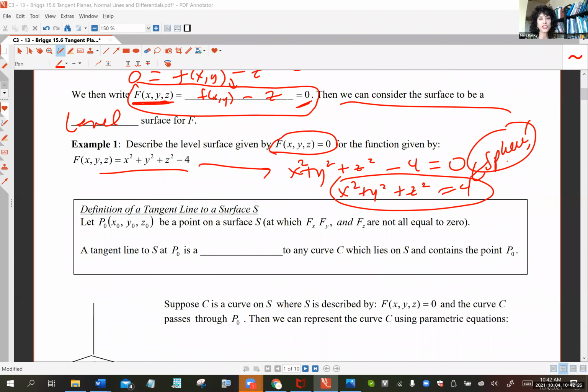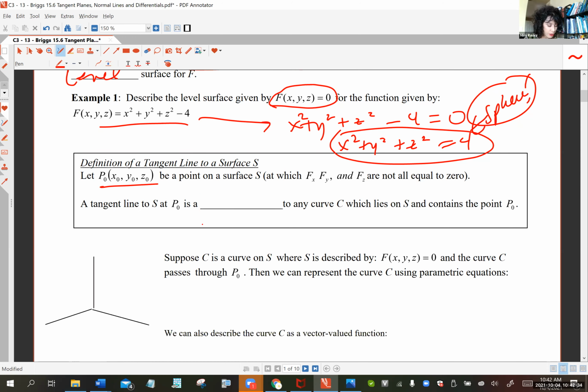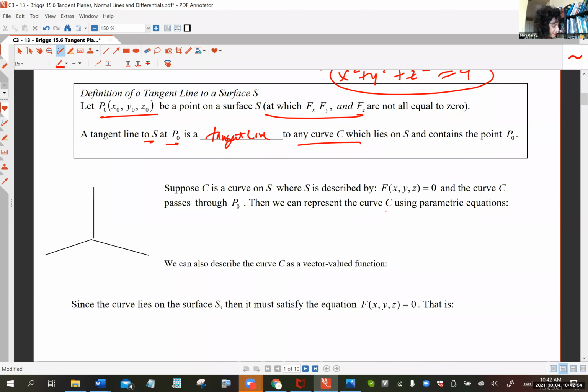Let's talk about a tangent line to a surface. So if you've got a point P on your surface, so it's 3D, so it's got 3 coordinates there, an ordered triple, and you don't want your big F to have any weird partials. So let's say all of big F's partials are non-zero. Then a tangent line to your surface at that point is a tangent line to any curve which lies on that surface and contains the point.